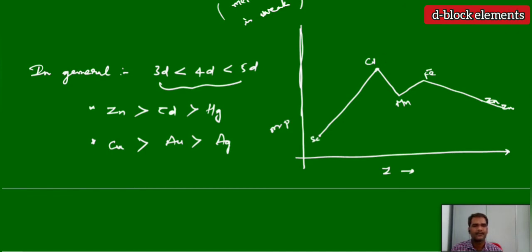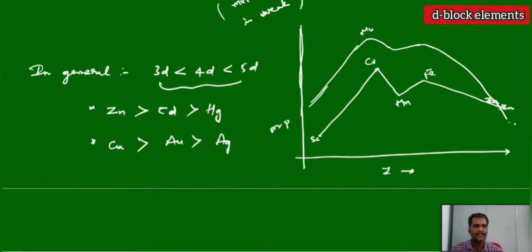So the middle element of the series is chromium. Up to the middle, the number of unpaired electrons in the electronic configuration increases, so the melting point increases. Then after, it decreases. Next, the 4D series. The 4D series we can also observe like this. From yttrium to almost molybdenum, it increases. After technetium it decreases, then increases, and then decreases again. You can see the trend like this.